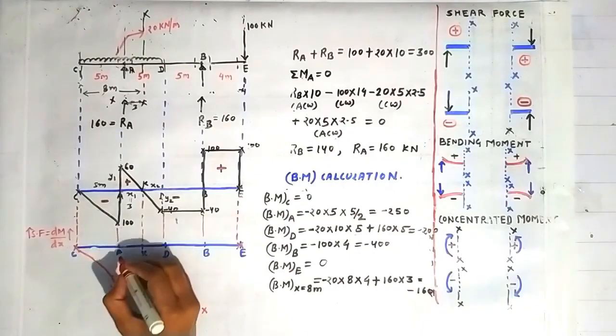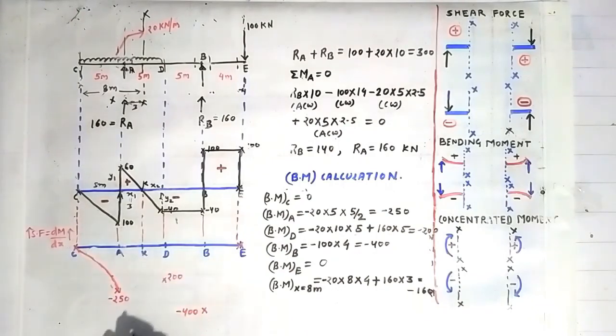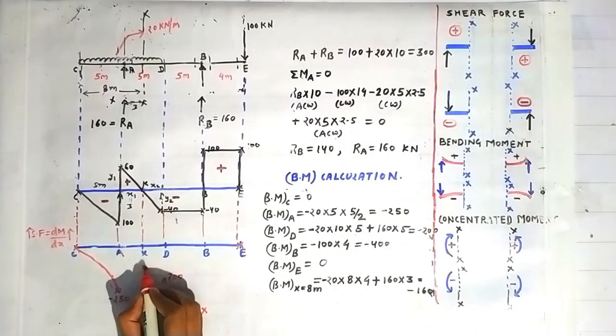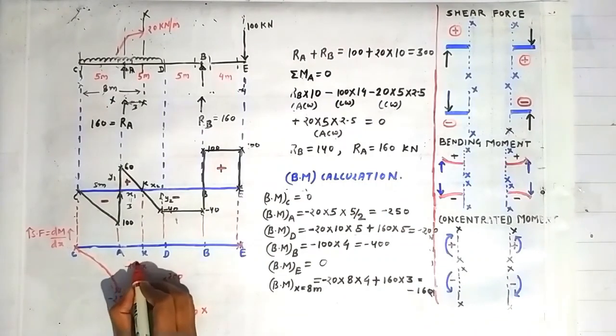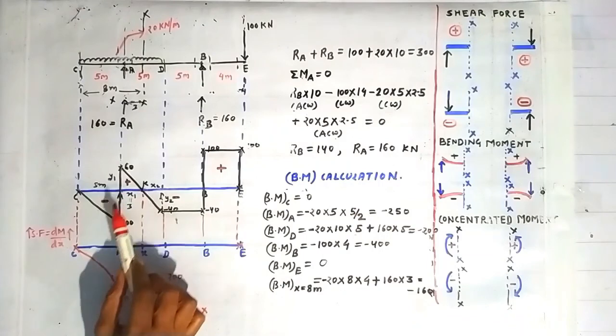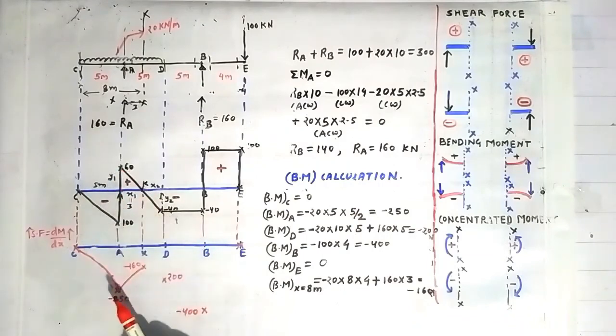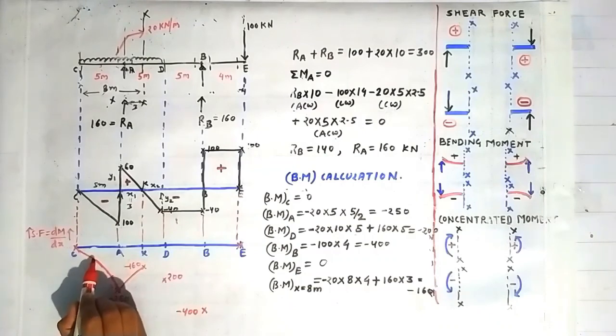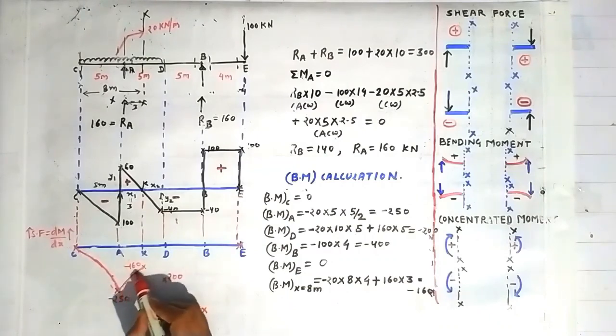Now friends, bending moment at the point K we have already calculated as minus 160. So joining this point with this parabola, that is a decreasing slope parabola. Why? Because between the point A and K the shear force is decreasing, so the slope of the bending moment diagram must also decrease. You can see the slope like this. I have already concluded why I have chosen this type of curve.